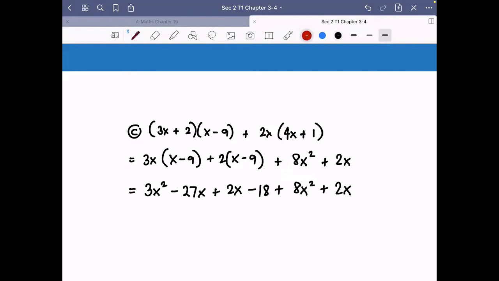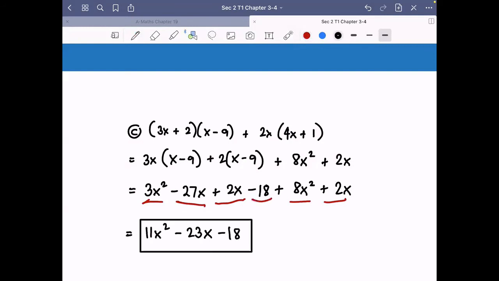And then let's combine like terms. So we have 3x squared and then 8x squared. So that gives 11x squared. What's next? So we can combine negative 27x, 2x, and then 2x here. So what is negative 27 plus 4? It's negative 23x. Okay, and then lastly, we have negative 18. So minus 18. So this is our final answer for letter C.